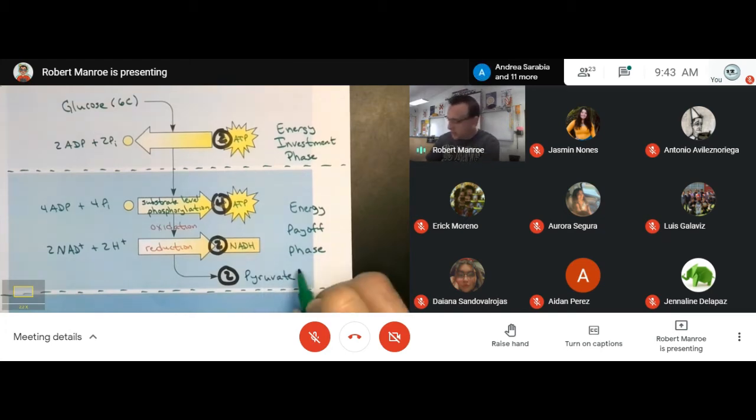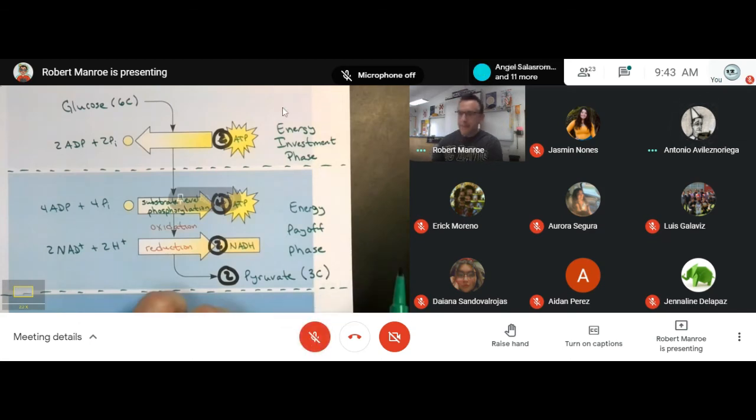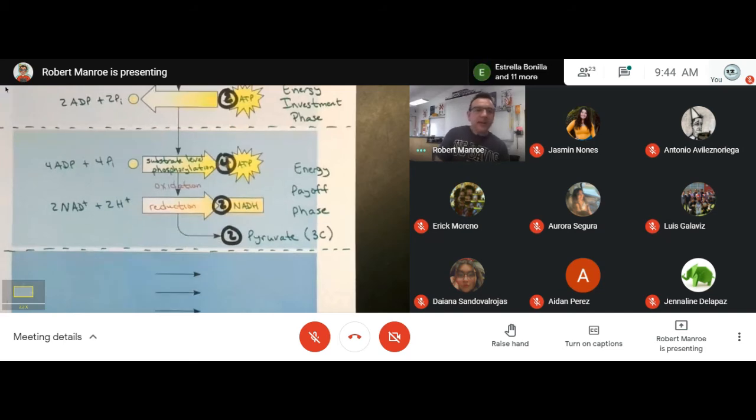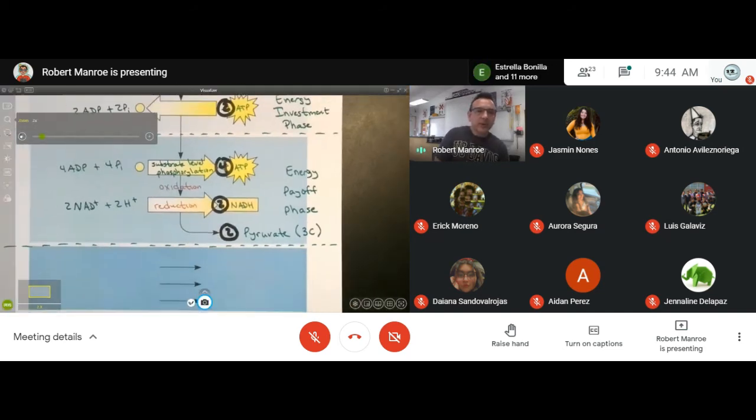How many carbons per pyruvate? 3. You haven't lost any carbon here at all. There's no decarboxylation in glycolysis at all. Okay. So let me back that out just a little bit.